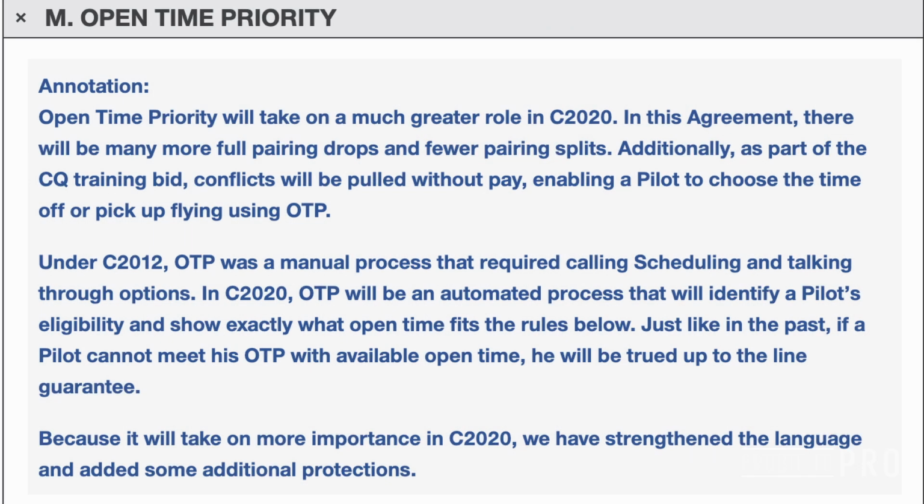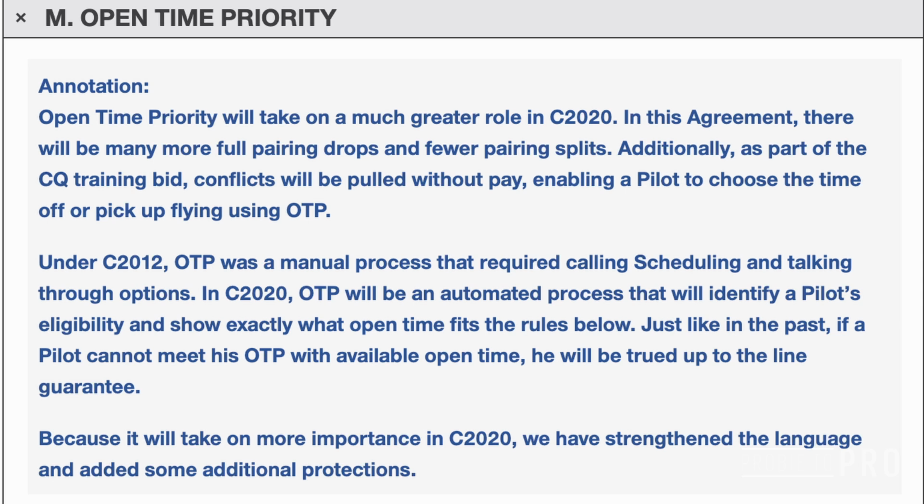Today, we're going to talk about open time priority, a contractual protection to help recover lost pay due to month-to-month overlap corrections. Open time priority is a process by which a pilot whose pay drops below minimum line guarantee due to monthly overlap correction can recover lost pay by picking up trips out of monthly open time inventory on a first come, first served basis. This process is outlined in Section 9 Mic of the contract.